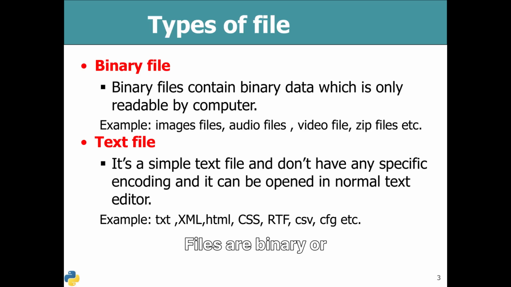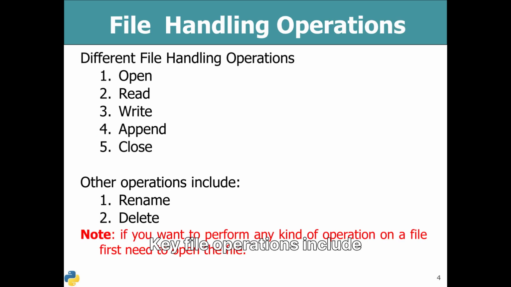Files are binary or text. Binary files, like images or videos, are computer readable. Text files, such as .txt or HTML, are simple and openable with any text editor. Key file operations include opening, reading, writing, appending, closing, renaming, and deleting.